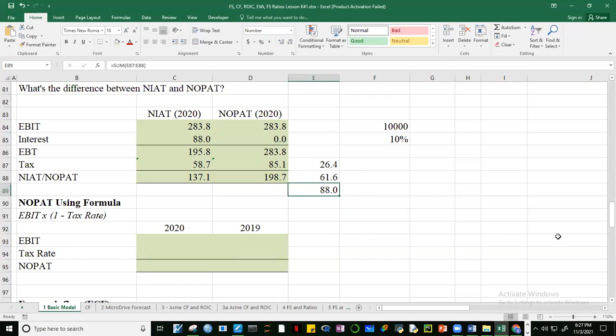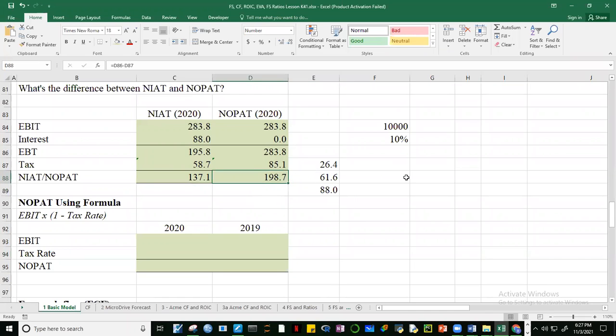So what does this tell us? Number one, if the EBIT is positive, NOPAT will always be higher than your net income after tax. And does this favor operations? Yes, because if we're going to assess operations, we would rather want to report that our operating profit is 198.7 versus 137.1. Of course, the assessment of our role is better here, the 198.7 versus 137.1. We are assessed by a higher figure, which is good.